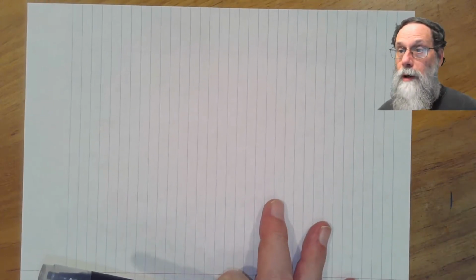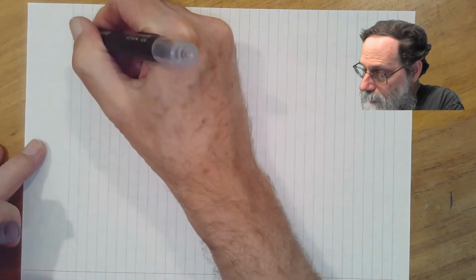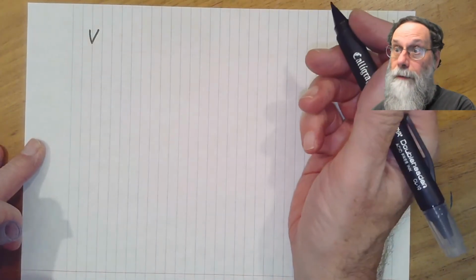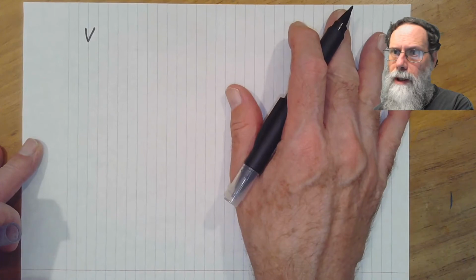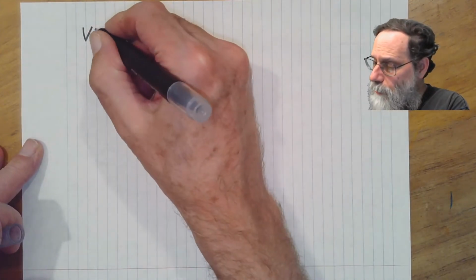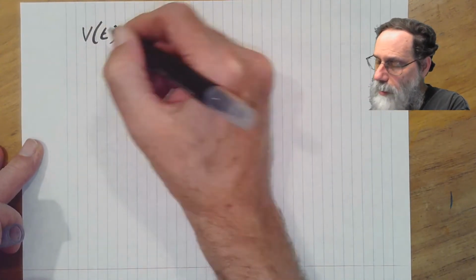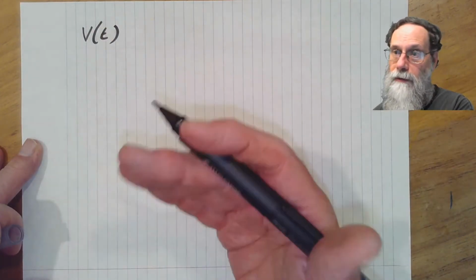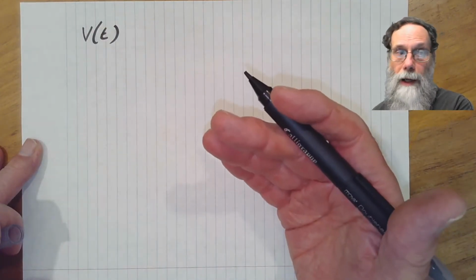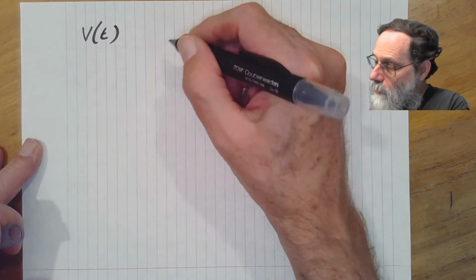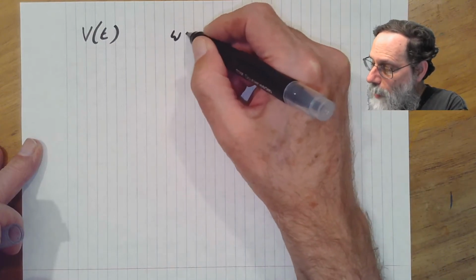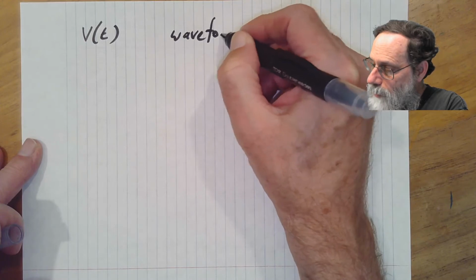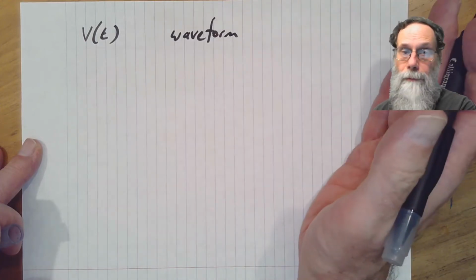All right. When we were talking about voltages before, we just used a single symbol, V. So V is the voltage. But for a time-varying signal, it's useful to write it as a function of time. So V of t is voltage as a function of time. And that's sometimes referred to as the waveform. So it's the whole thing.